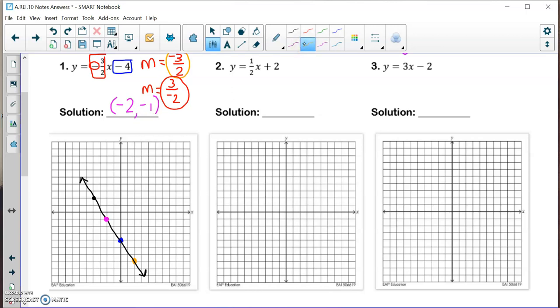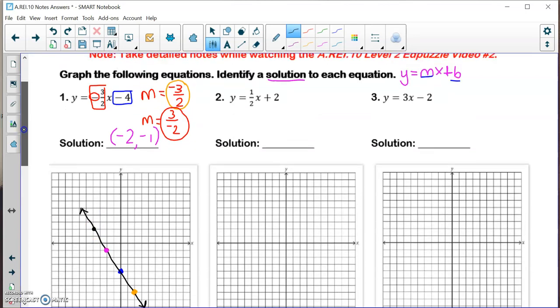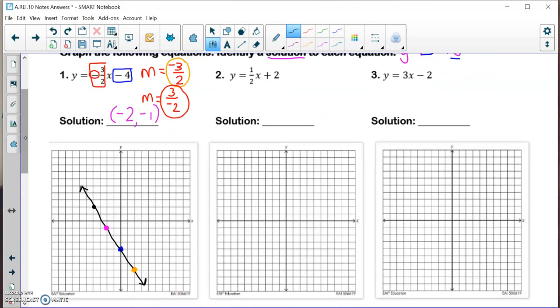But maybe you wanted to use the yellow point. So if you chose the yellow point, you would have the ordered pair 2, -7. It's up to you what solution you want to provide, but what you need to do is you just need to pick a point that is on the line. All right, so you may not have had the same solution that I wrote down, and that is okay.